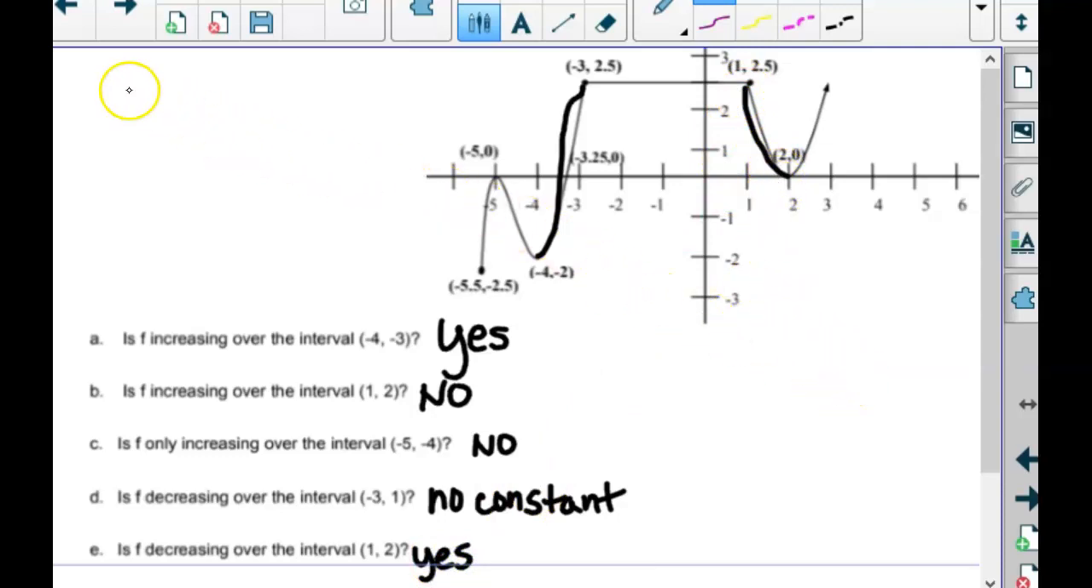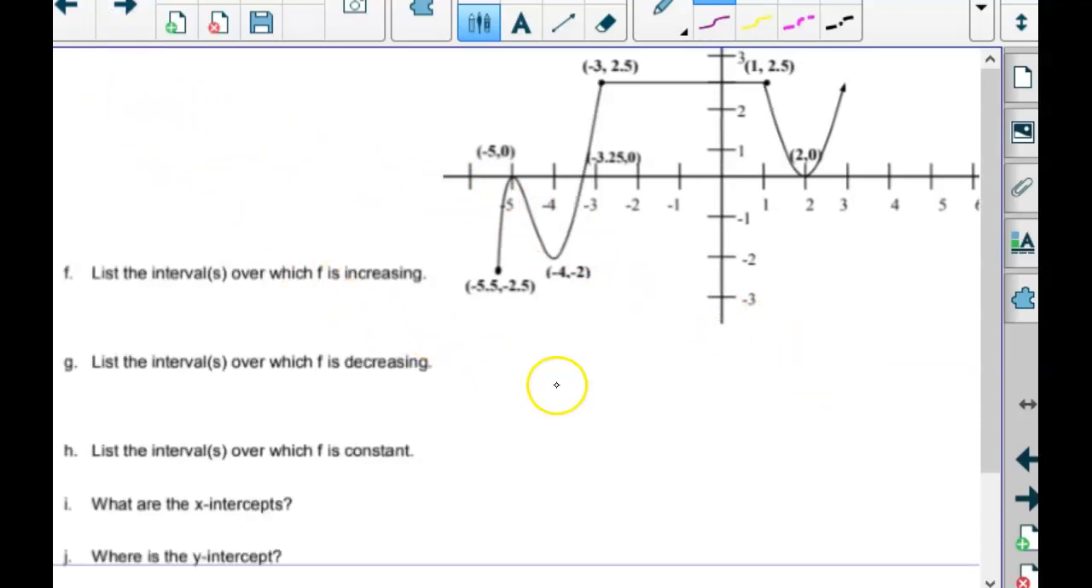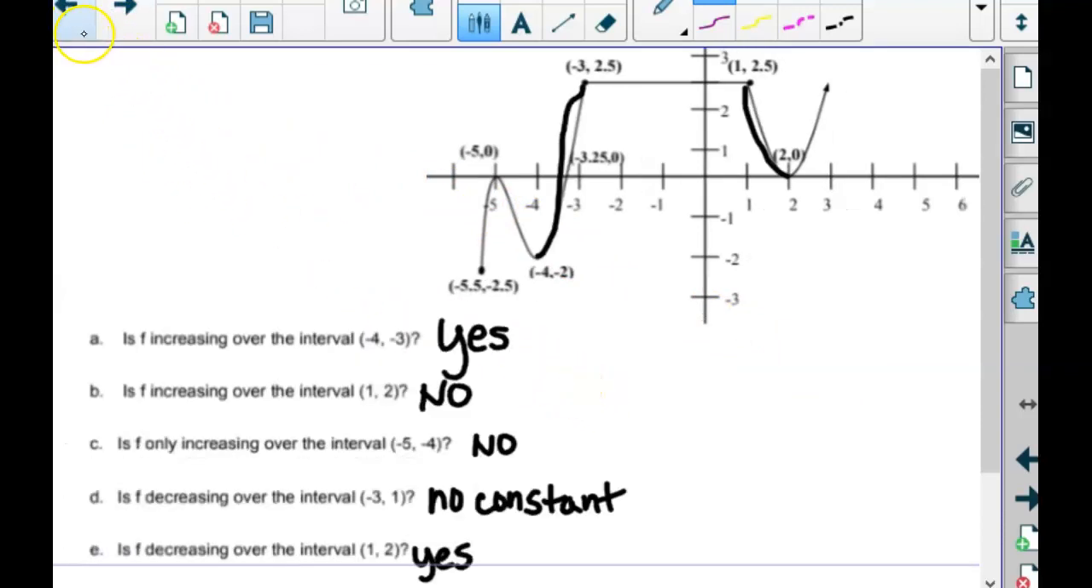Everybody got what they want? Because I have to put a new slide here. Is that the next one? Are we on F already?